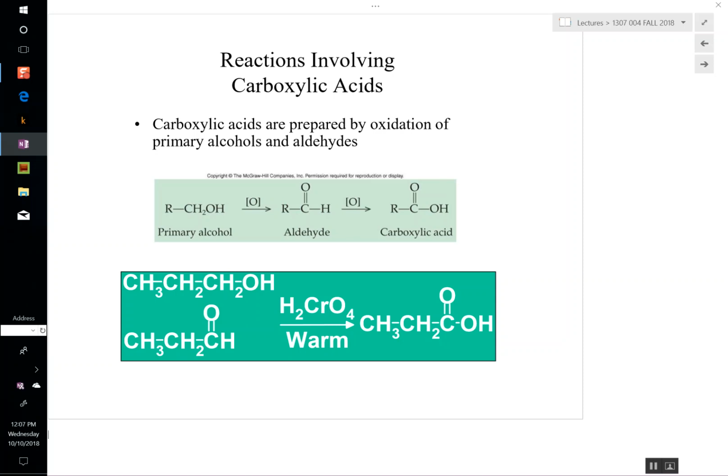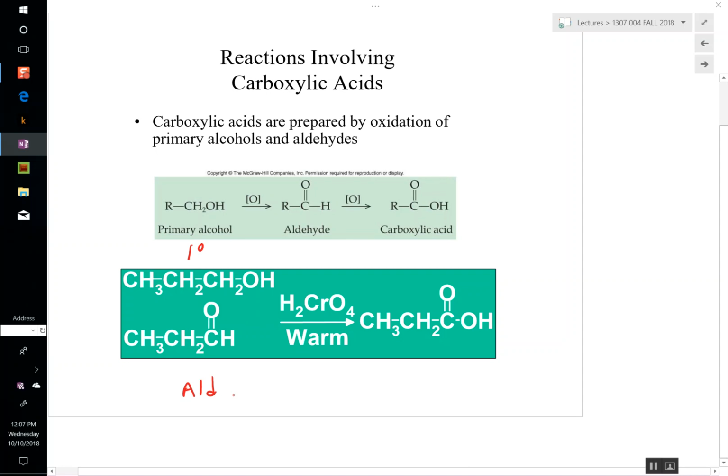How do you make a carboxylic acid? From a primary alcohol or from an aldehyde? And you're oxidizing these. There's two ways to make a carboxylic acid.